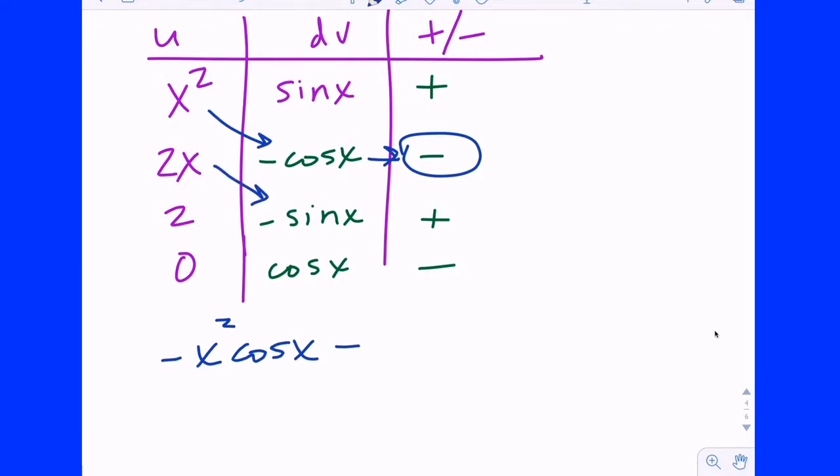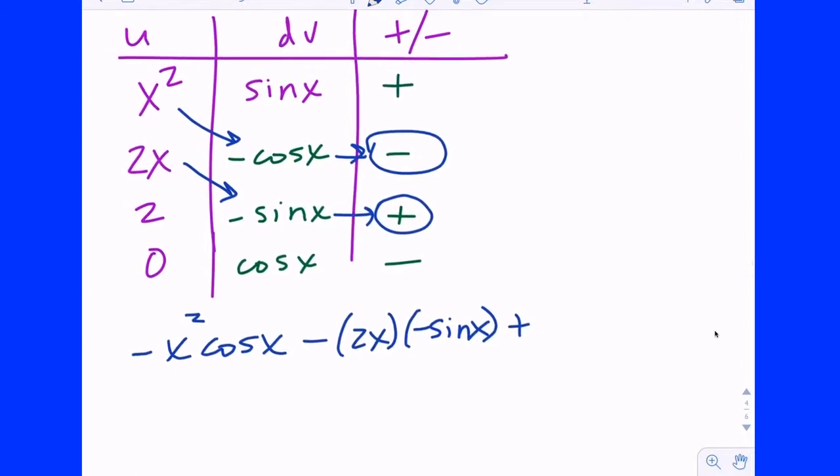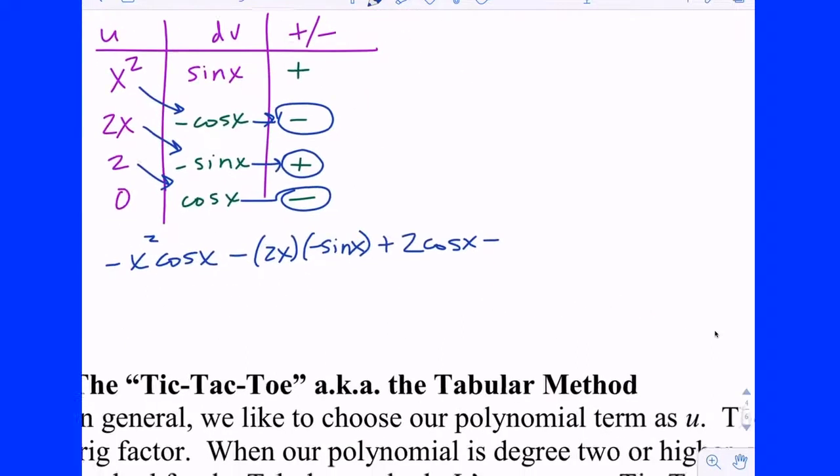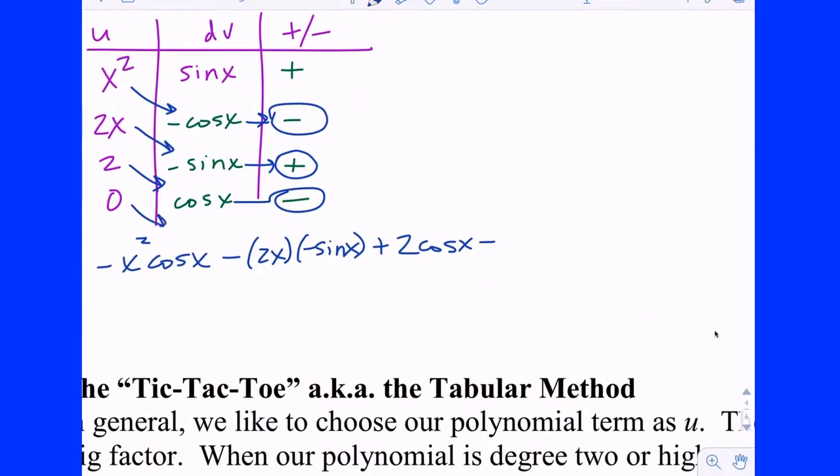You go down the next diagonal, which is going to be a 2x times the negative sine of x. And then you go across and you pick up your next sign, which is plus. And you do it again. Go down the next diagonal, which is 2 cosine of x. And you go across and you pick up your next sign, which is minus. Your next diagonal would be 0 times whatever. Once you hit 0, that's what's nice about using x as u. It's done. So then you can kind of backtrack.